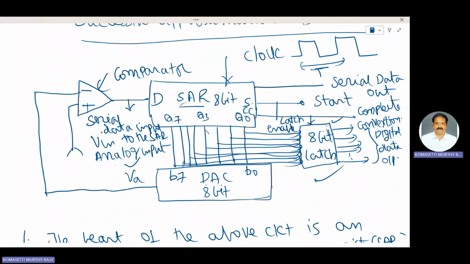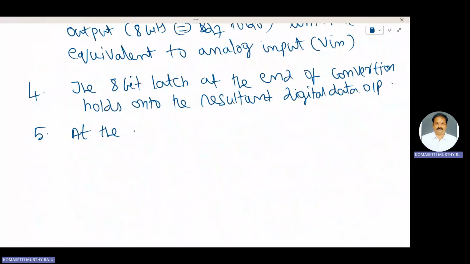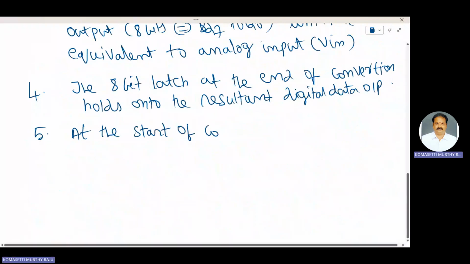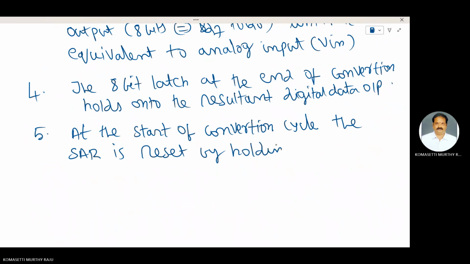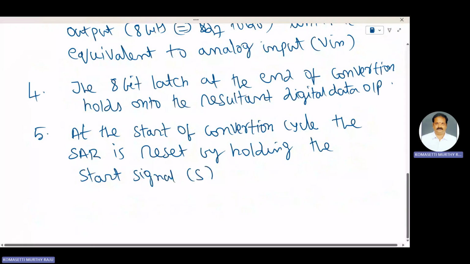The start signal is the fifth point. At the start of the conversion cycle, the SAR, successive approximation register, is reset by holding the start signal, that is S. Start signal S is high.